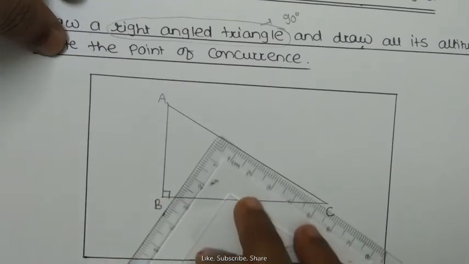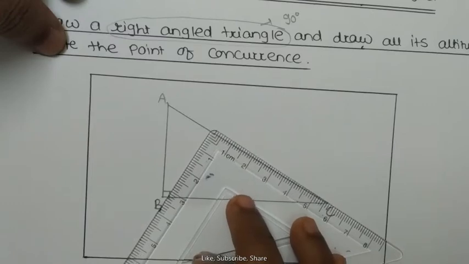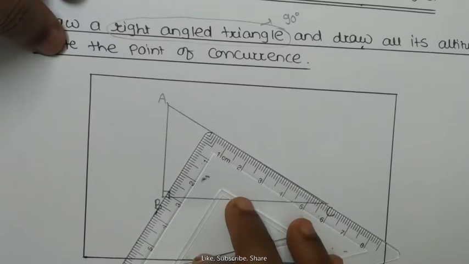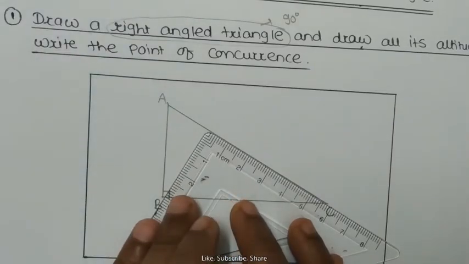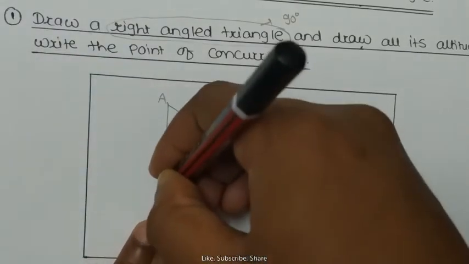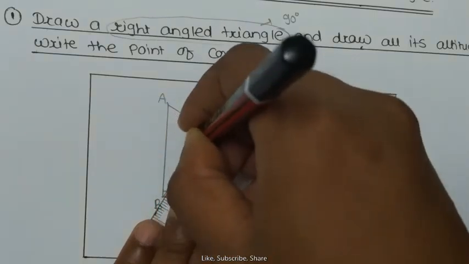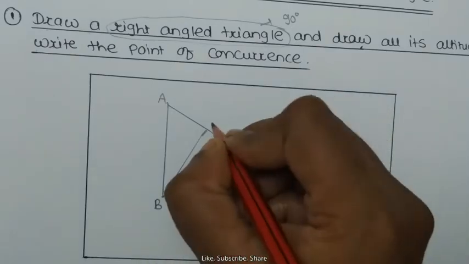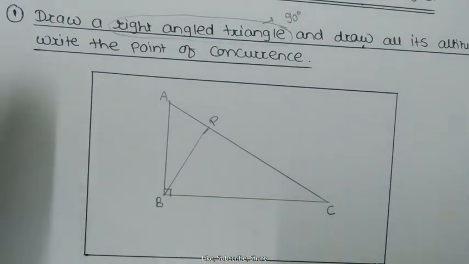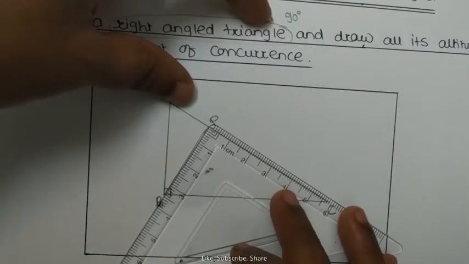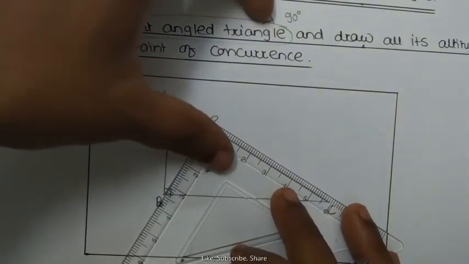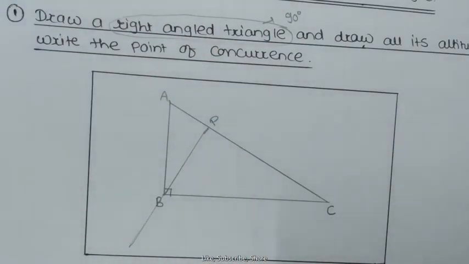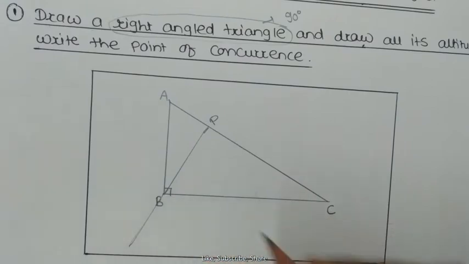So how to draw the altitude of this one? We have to take the perpendicular for this one. So put the set square like this. Okay, that means you get this one. Suppose this is P. Okay, suppose I want to extend this one, like this. Correct?